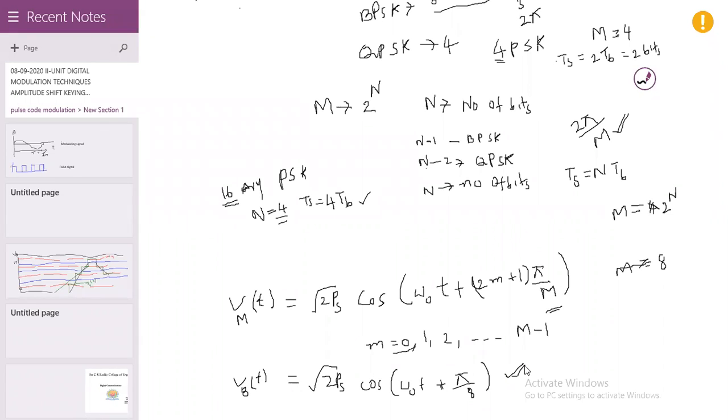Okay, so pi by 8, what is the angle for it? Tell me that. Suppose m is equal to 8, then 8 symbols are there. What angle will we get? Pi by 8. So here we can indicate that this is a reference signal cos omega naught t.